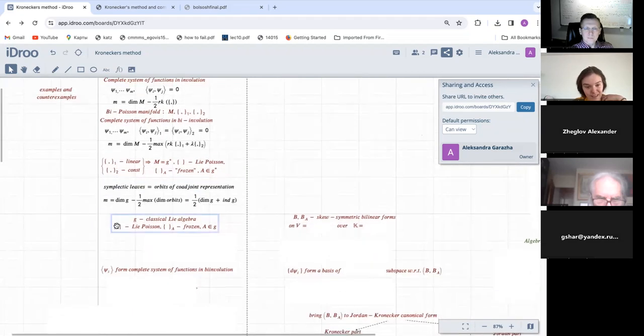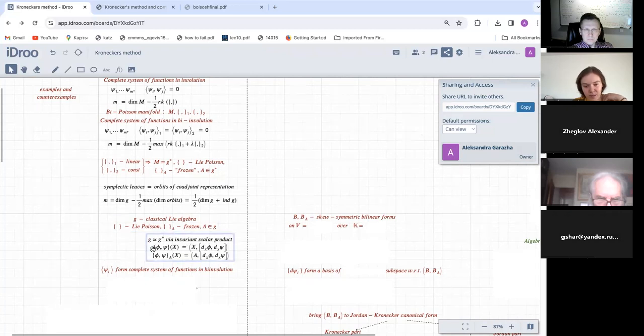Okay, and our last simplification is that the Lie algebra will be classical, and now I'll show how these brackets look. If we have a classical Lie algebra, then we can identify the Lie algebra and its dual space via an invariant scalar product.